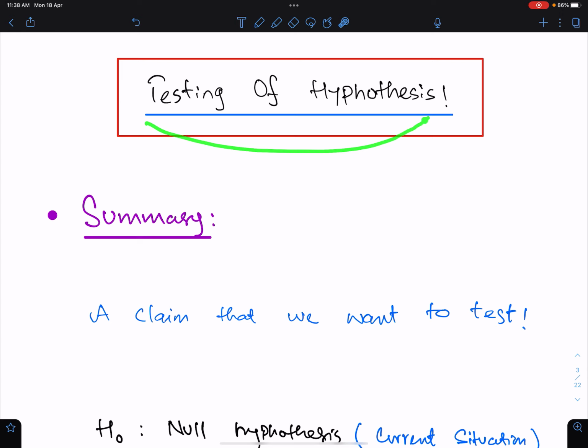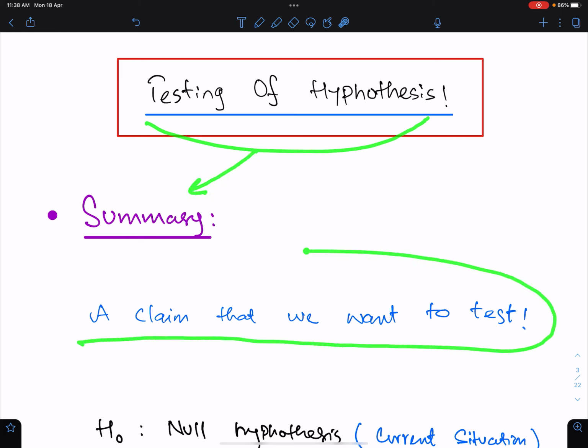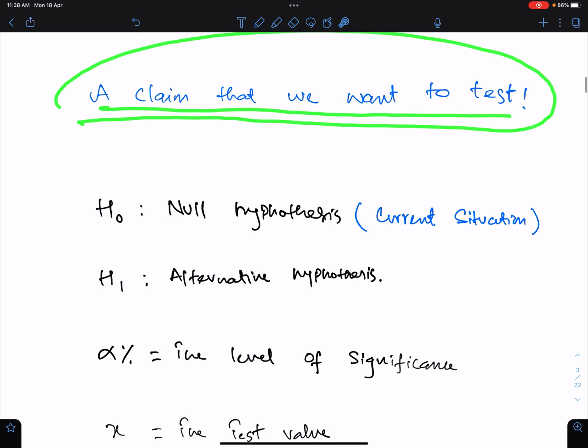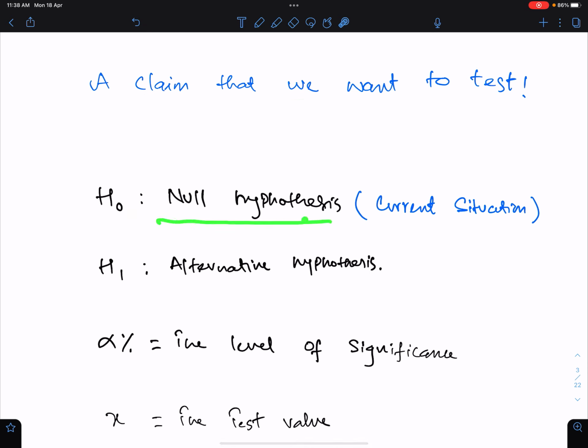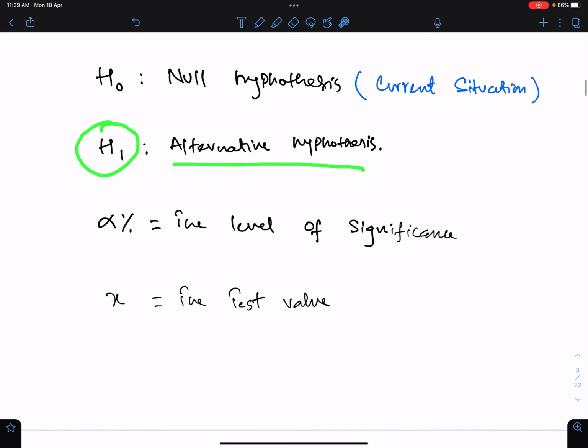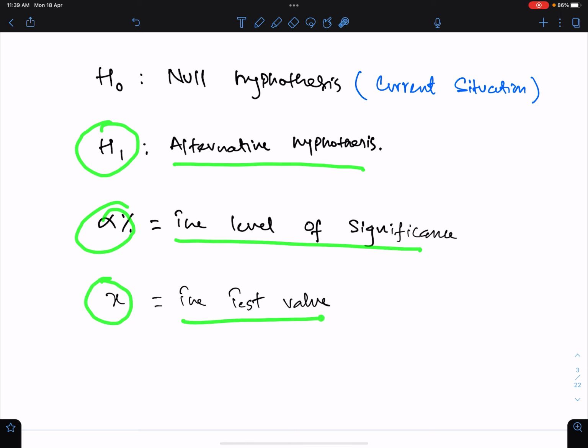The topic of this lecture is summary of testing of hypothesis. Testing of hypothesis means a claim that we want to test. H0 means the null hypothesis. Null hypothesis means the current situation, whereas H1 means the alternative hypothesis. Alpha percent means the level of significance, whereas this small x means the test value.